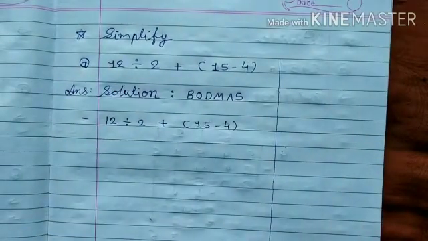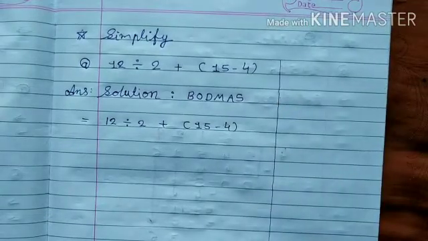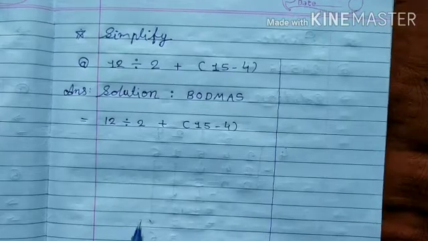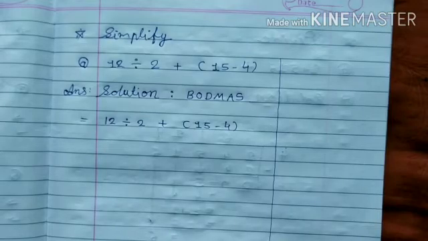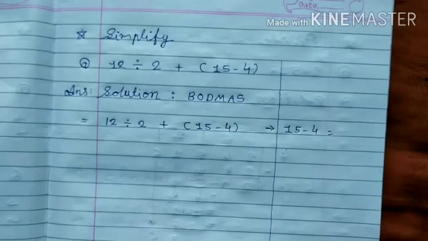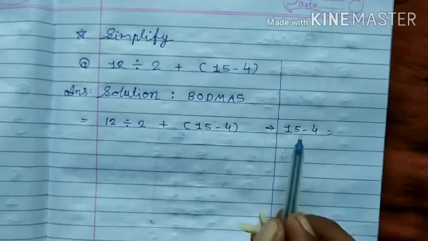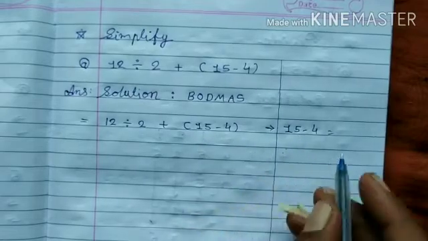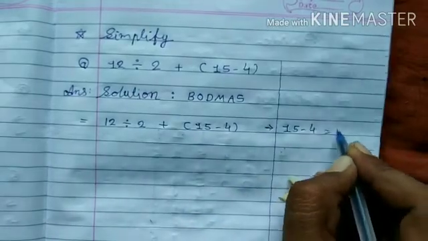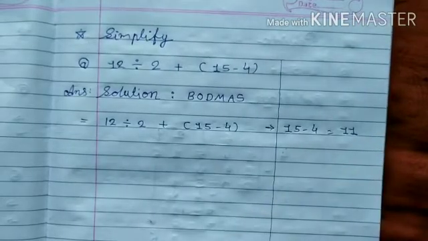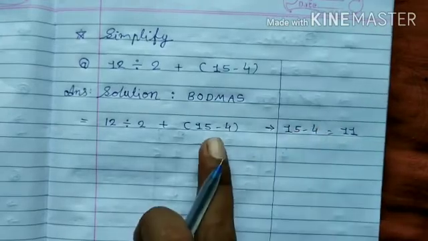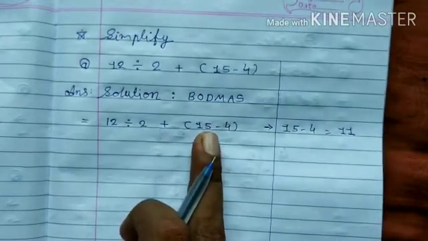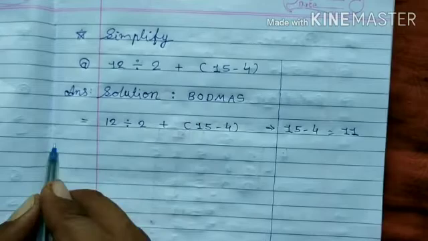Like this, we will copy the question, and you have to make one column here because we will solve the operation here. Now look here, bracket is given, so we have to solve the bracket operation first, right? So that operation I have to copy here, 15 minus 4, and you all know very well, 15 minus 4 is 11. Now that 11 is the difference that we have to write here.